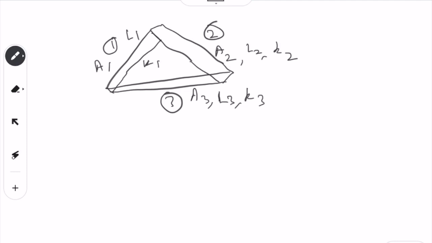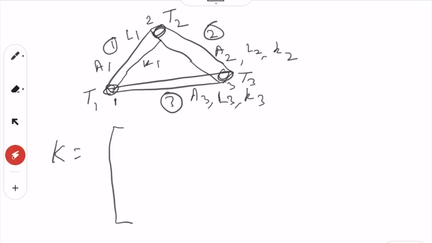Okay, so these are the nodes. Let's say this is temperature T1, this is node number 1, this is node number 2 with T2, and this is node number 3 with T3. Since this is node 1, node 2, and node 3, we can write the big K like this.